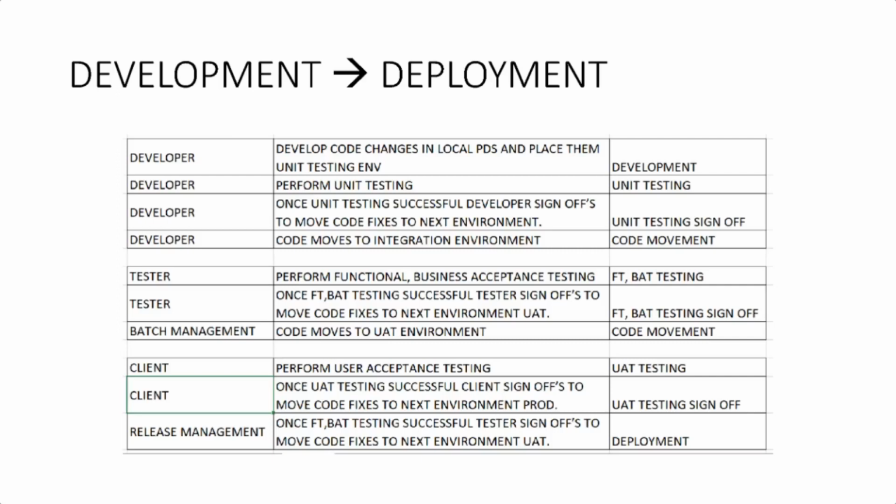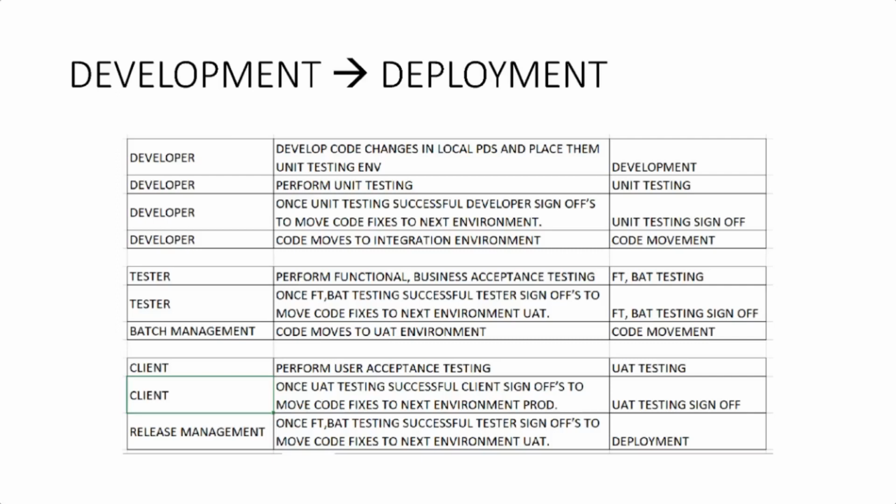Then tester feels successful of testing. Then he will sign off to code move changes to the next environment. This step is called FT-BAT testing sign off. Once we got the sign off, batch management team will get informed by the developer to code move changes to the user acceptance test environment. It is client environment. So this step is called again code movement step.